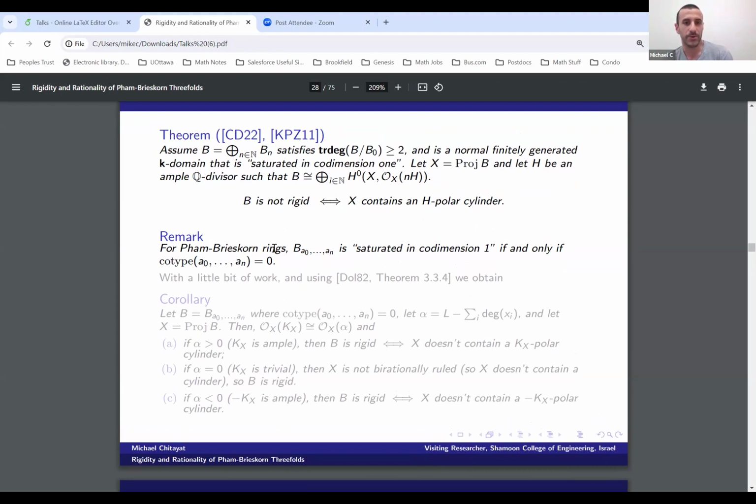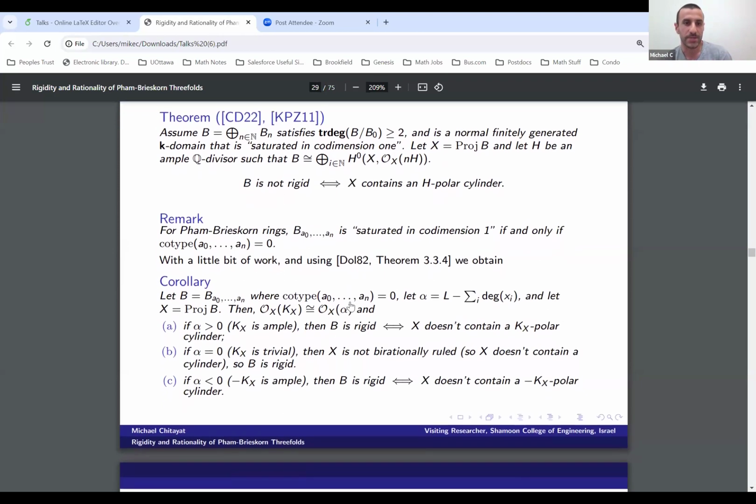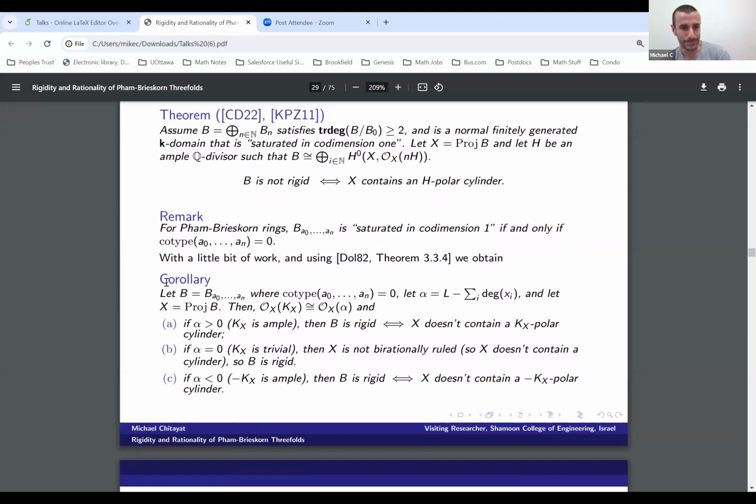And it turns out that for Pham-Brieskorn rings, a Pham-Brieskorn ring is saturated in codimension 1 if and only if the cotype of this tuple is 0. And using this fact with a little bit of work and using a result of Dolgachev, it's sort of an adjunction formula result, we obtain the following corollary. So let B be a Pham-Brieskorn ring of cotype 0, and let alpha denote this quantity. So this quantity is the degree of the element, the sum of the xi's, so the degree of that polynomial minus the sum of the weights. So this is called the amplitude of our weighted projective hypersurface.